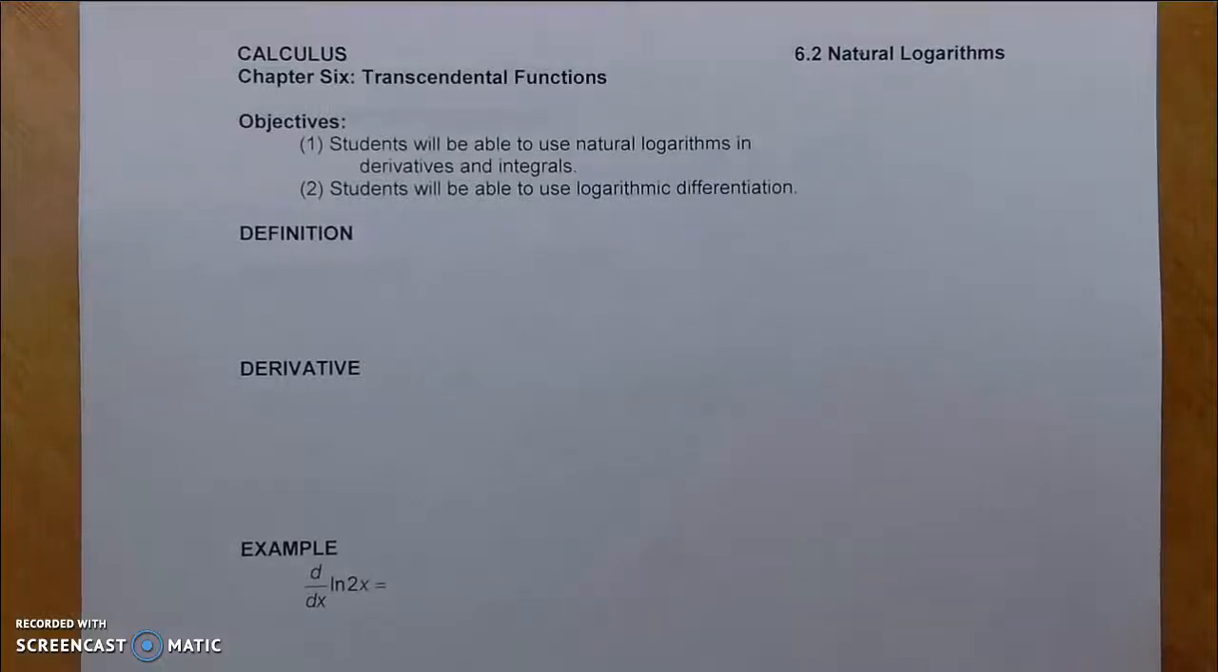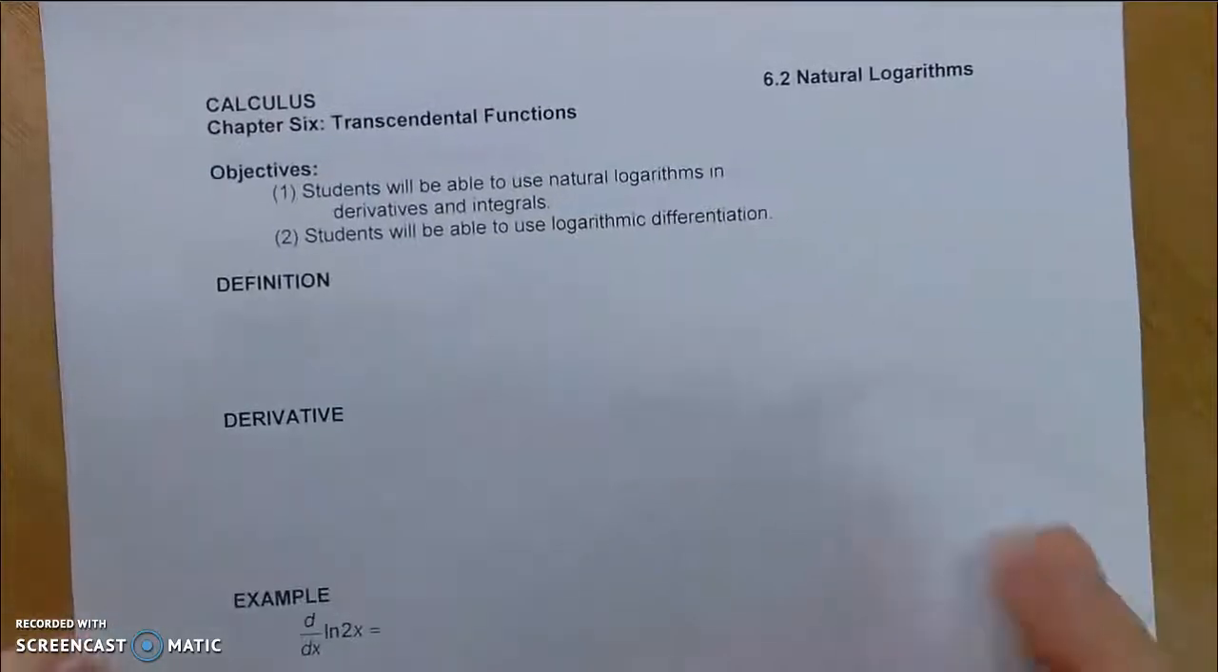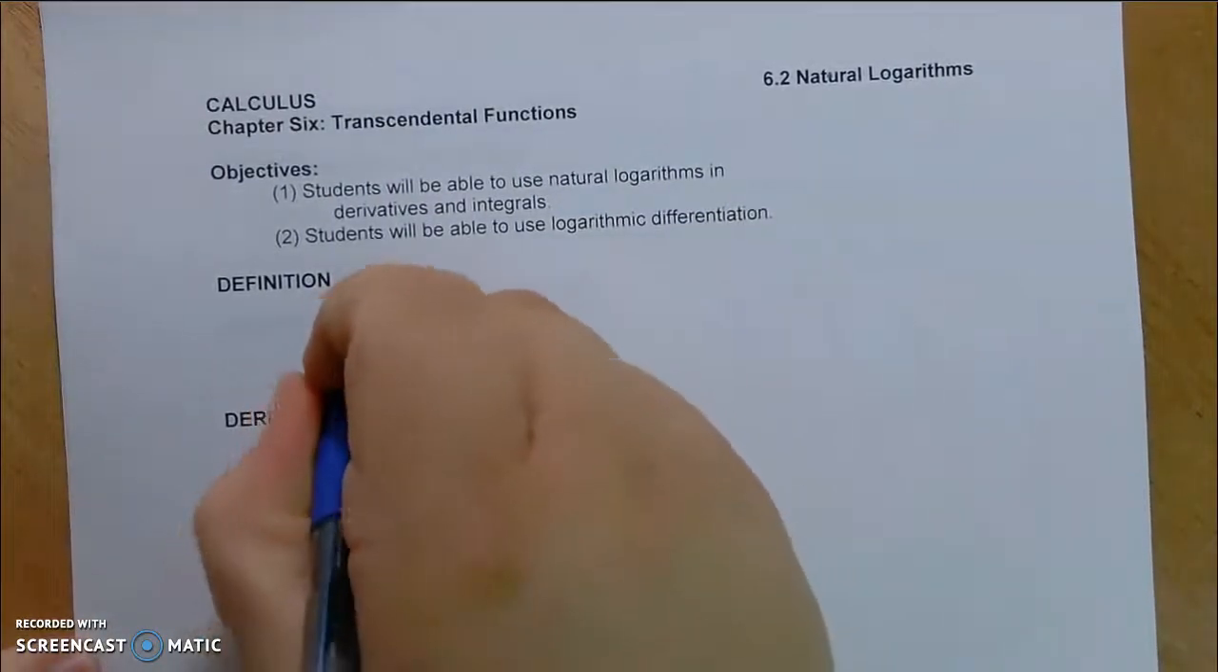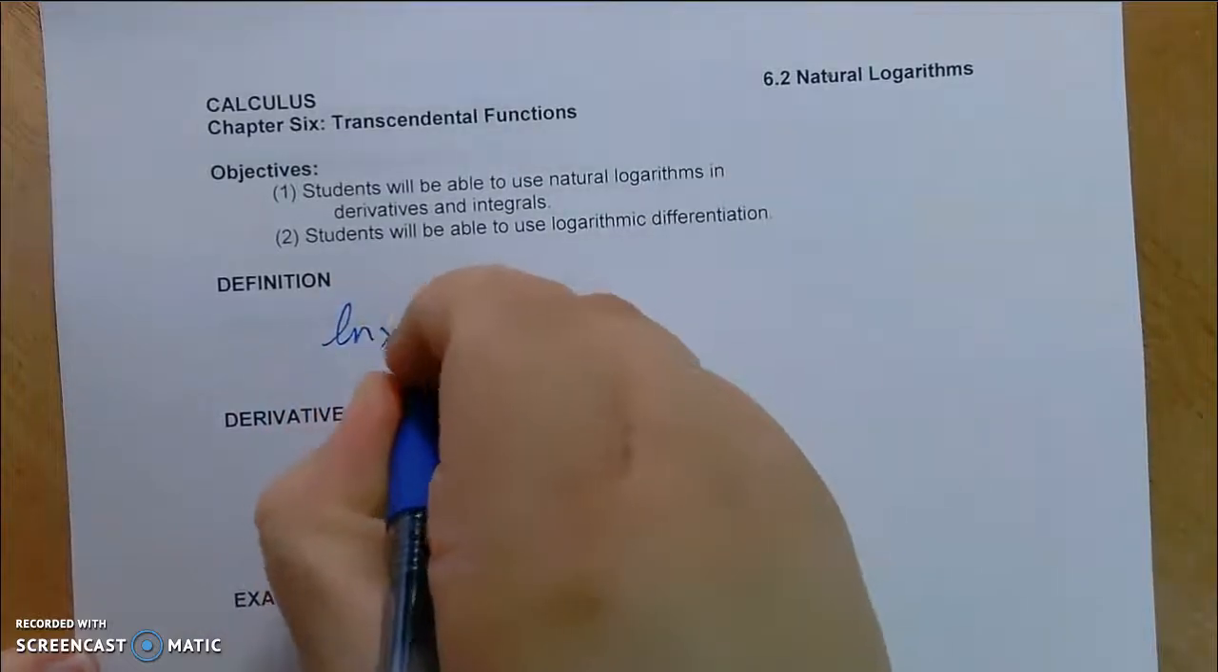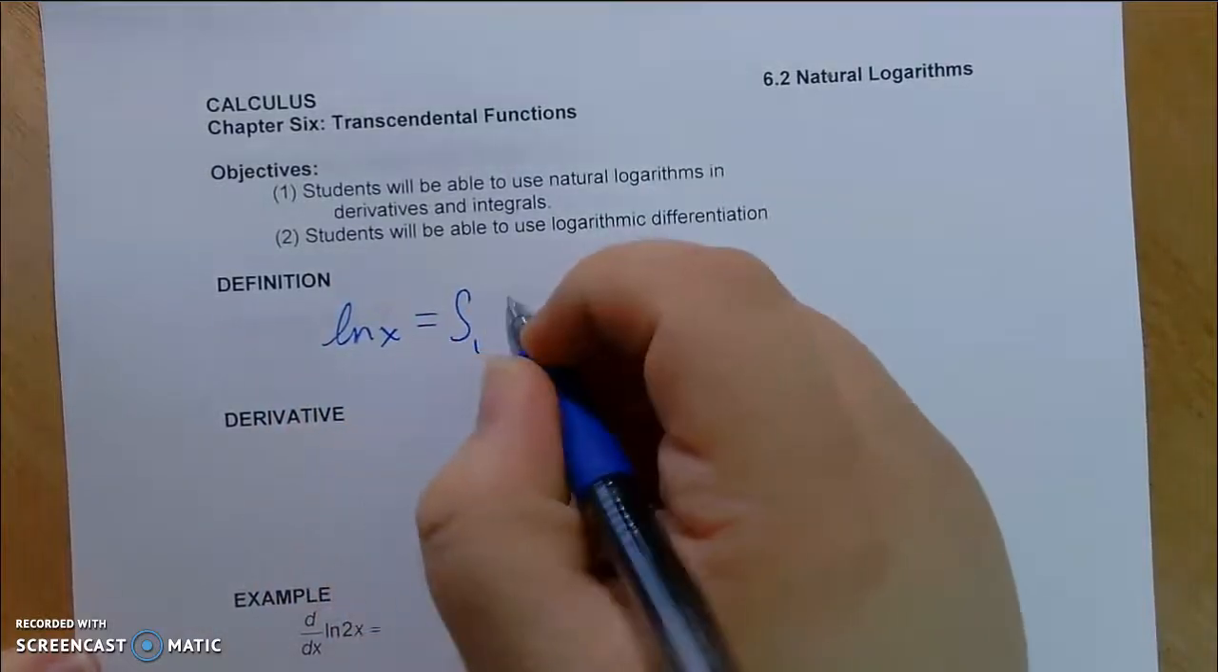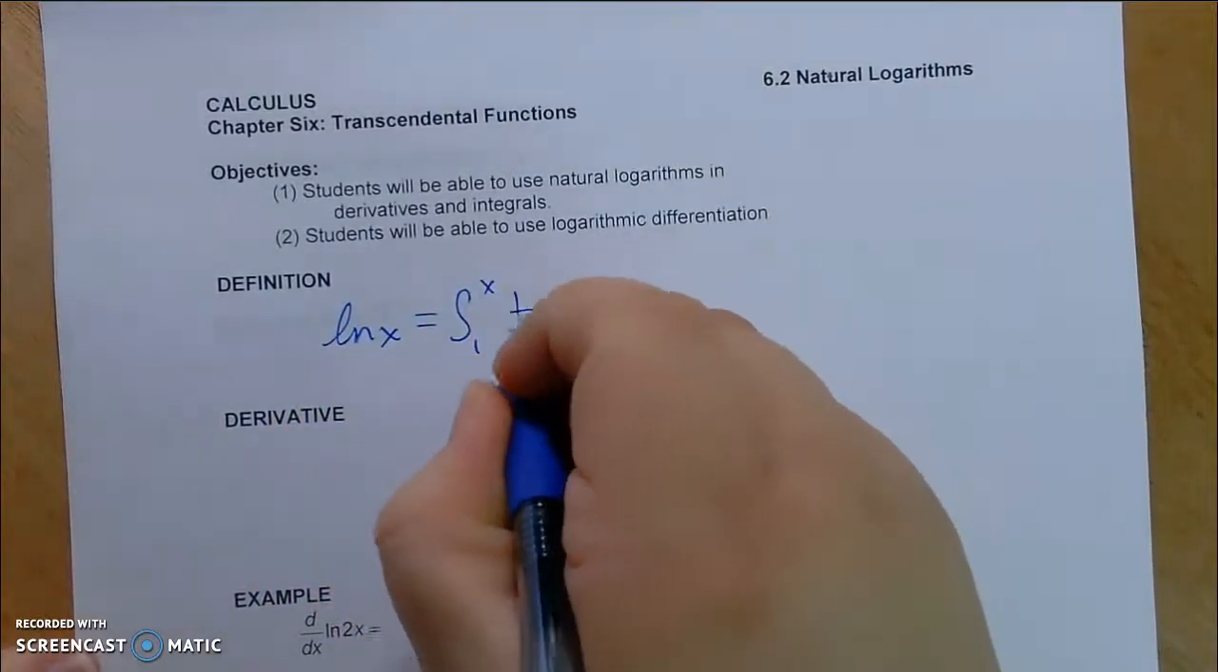Alright, so today we're going to look at natural logarithms, and we're going to be looking mainly at just the derivatives and integrals, and we're going to start, of course, with the definition of a natural log. So natural log is equal to the integral from 1 to x of 1 over t dt.